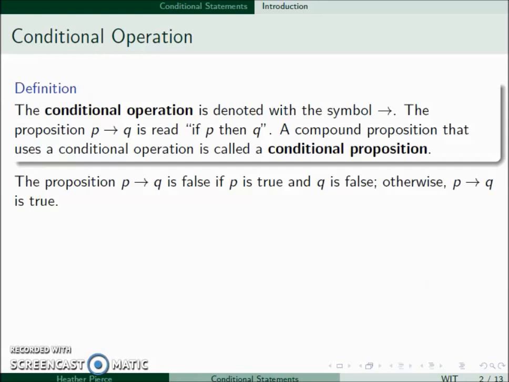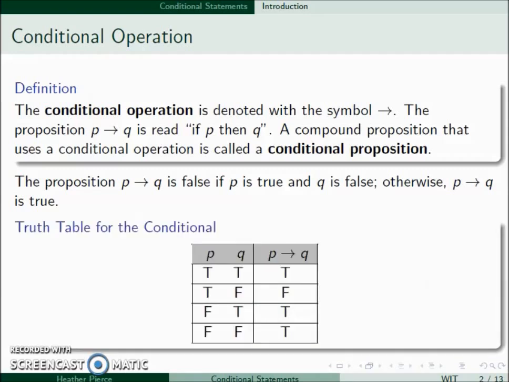This proposition, if P, then Q, is false if P is true and Q is false, and otherwise, if P then Q is true. So we only have one situation where this is false. Here's the truth table, and you'll see if we move from true to false, the conditional statement is false.